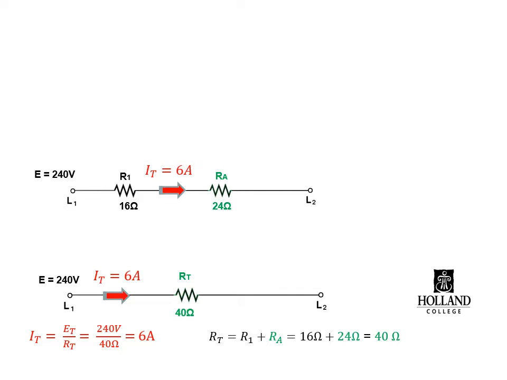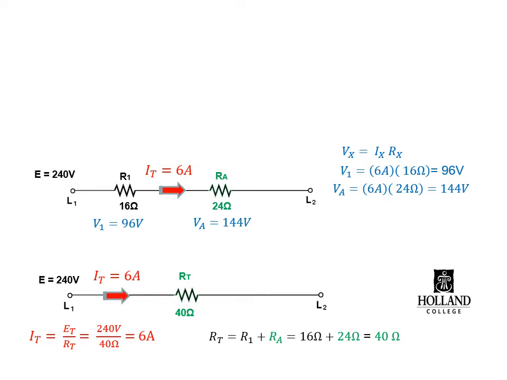Since we have two resistors in series with the same current of 6 amps, we can now easily calculate the voltage across each resistor using Ohm's law, where the voltage across resistor 1 will be 96 volts, and the voltage across resistor A will result in 144 volts. Again, series circuits. What do we know? Well, resistors add directly, current is common, and the sum of the voltage drops must equal the source. So using Kirchhoff's voltage law, if we add 96 to 144, again, we get back to our source voltage of 240 volts.